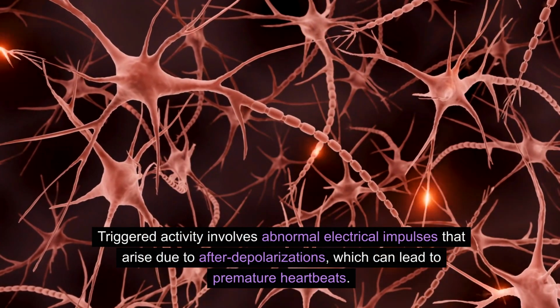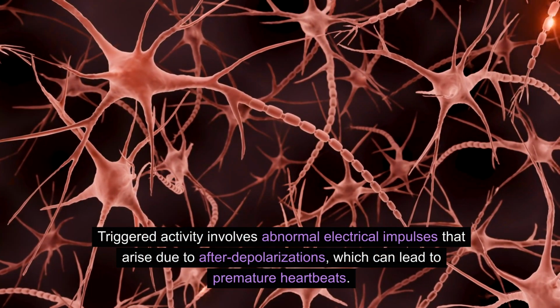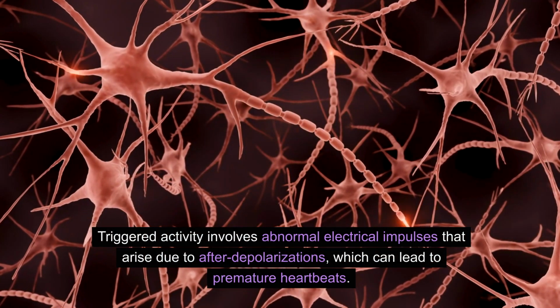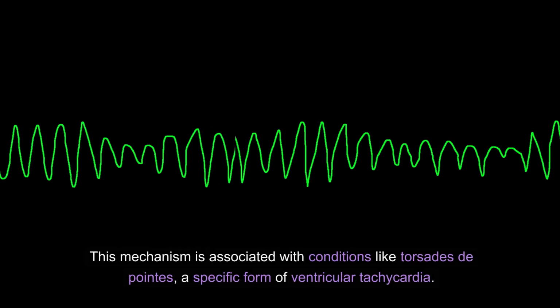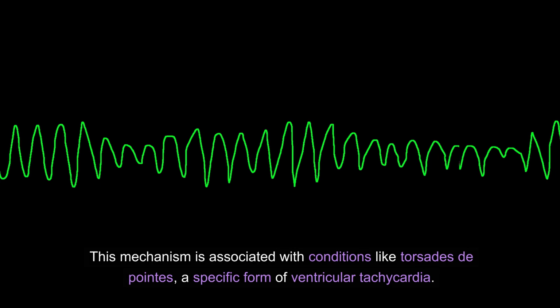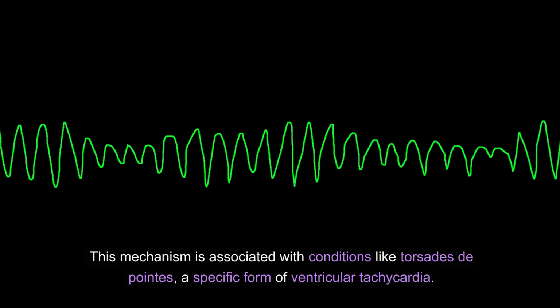Triggered activity. Triggered activity involves abnormal electrical impulses that arise due to after depolarizations, which can lead to premature heartbeats. This mechanism is associated with conditions like torsades de pointes, a specific form of ventricular tachycardia.